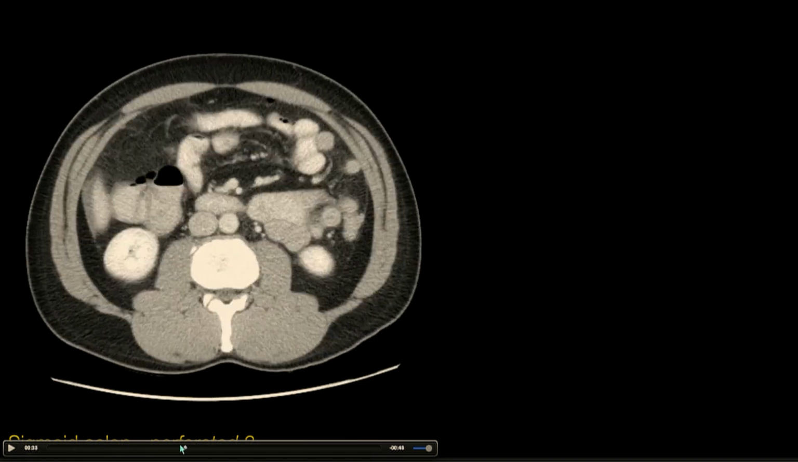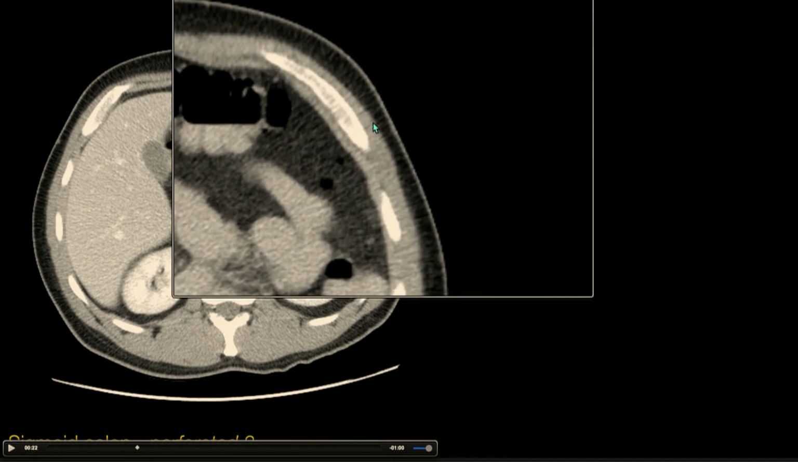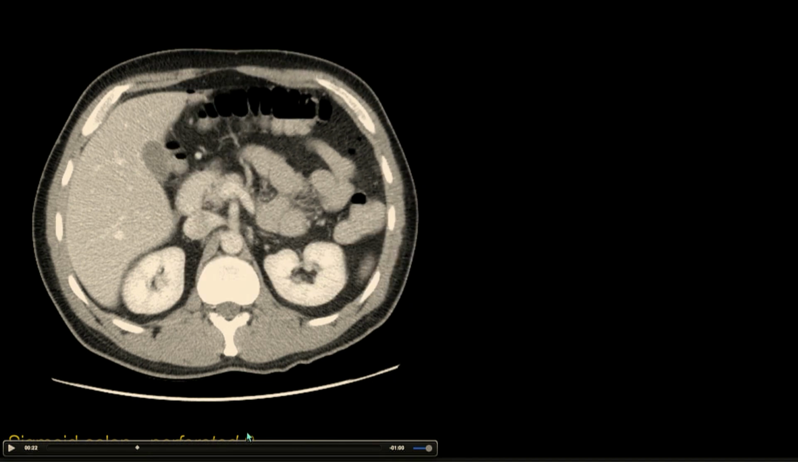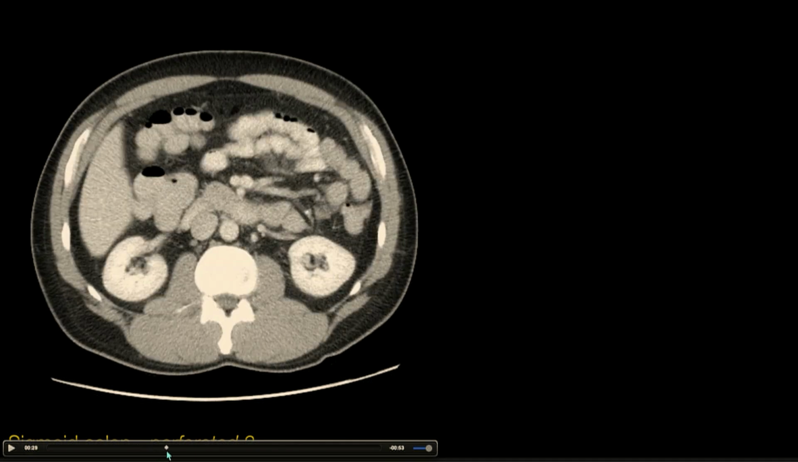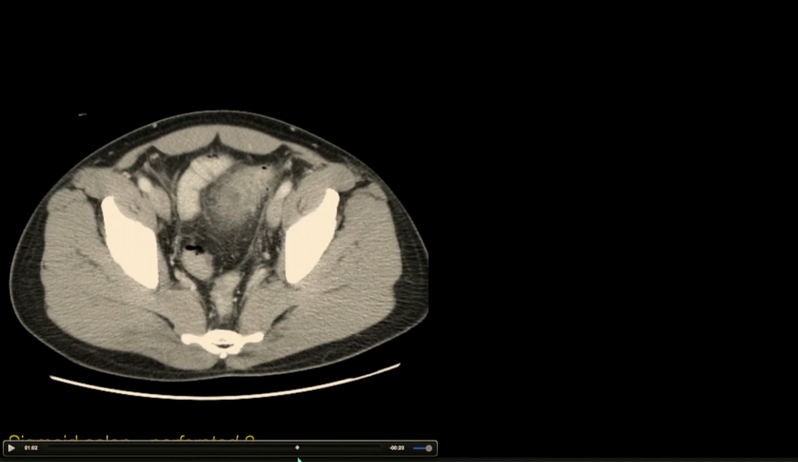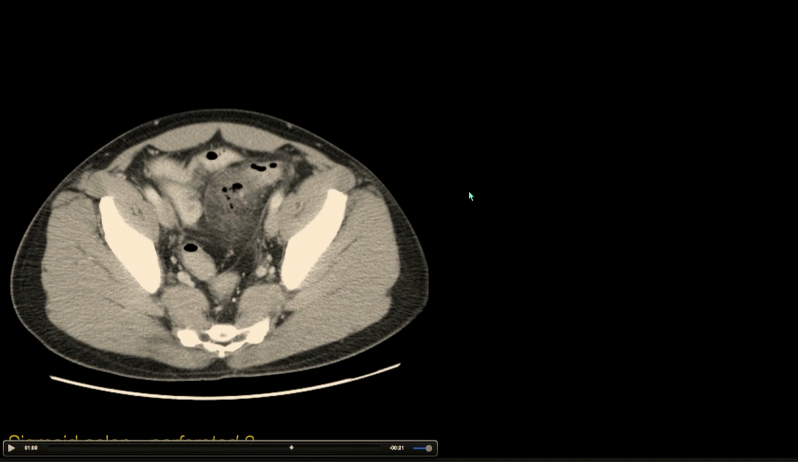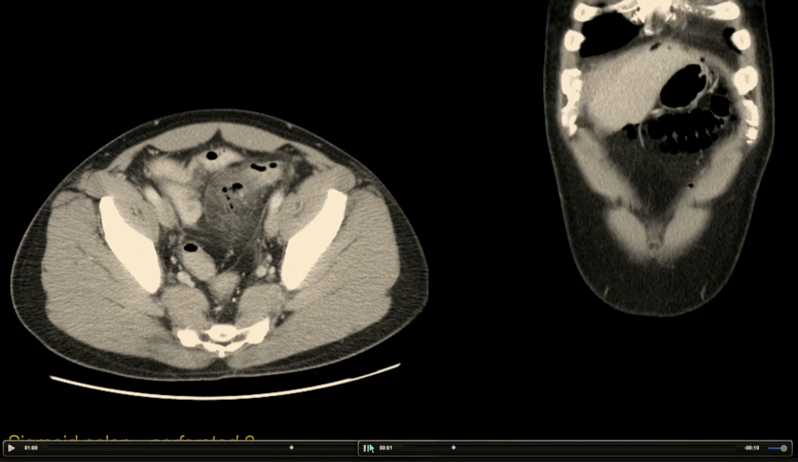So as I mentioned, you have a variety of appearances here. There's a couple locules of air in the upper abdomen. Maybe you're seeing them there and scattered throughout. These can be relatively easy to overlook. And then we get down to the pelvis and then have this small collection along the upper margin of the sigmoid colon.